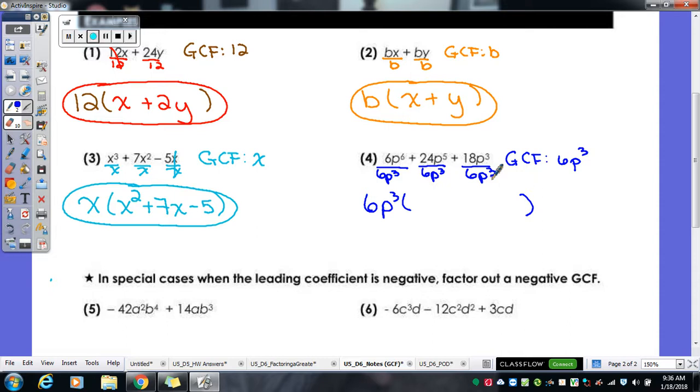So then 6 divided by 6 would become a 1. 6 minus 3 would give us p to the third. So we got 1p to the third. 24 divided by 6. And then p to the fifth divided by p to the third. So p squared. And then 18 divided by 6. And then p to the third divided by p to the third. Cancels. So there's our final answer.